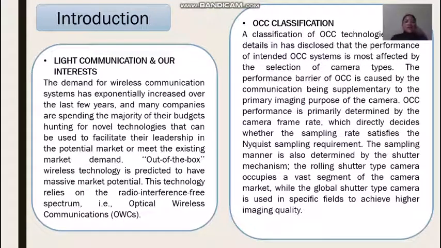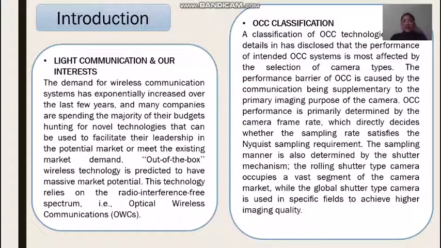Introduction. Light communication and our interest. The demand for wireless communication systems has exponentially increased over the last few years, and many companies are spending the majority of their budget hunting for novel technologies that can be used to facilitate their leadership in the potential market or meet the existing market demand.